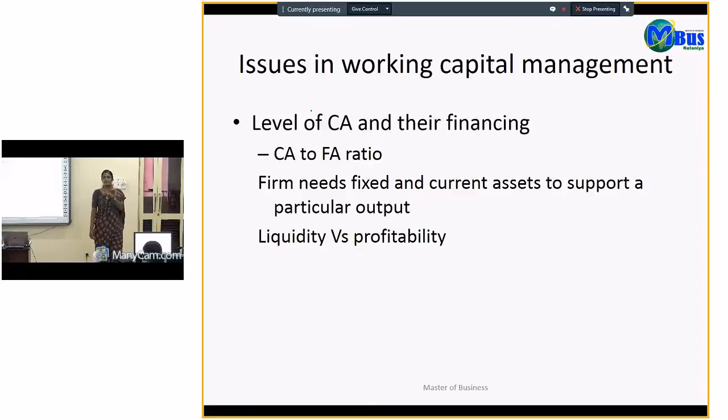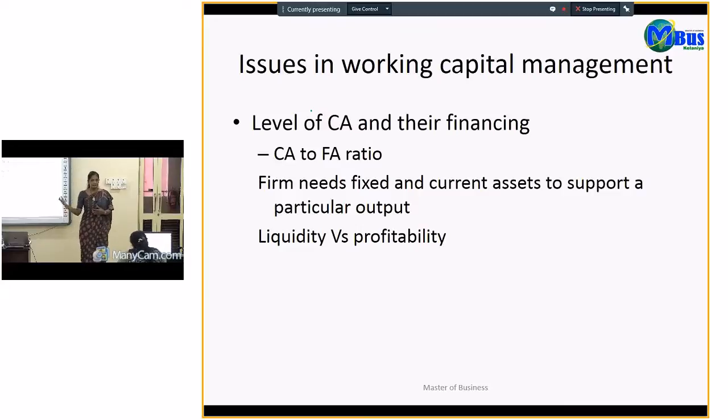To use that machine for the production, we need some current assets, right? So we have to understand the balance between fixed asset and current asset. If we lock too much money in fixed asset, that is a problem. We have to understand the ratio between current asset to fixed asset. Fixed assets will not be effectively used for the production without the current asset.